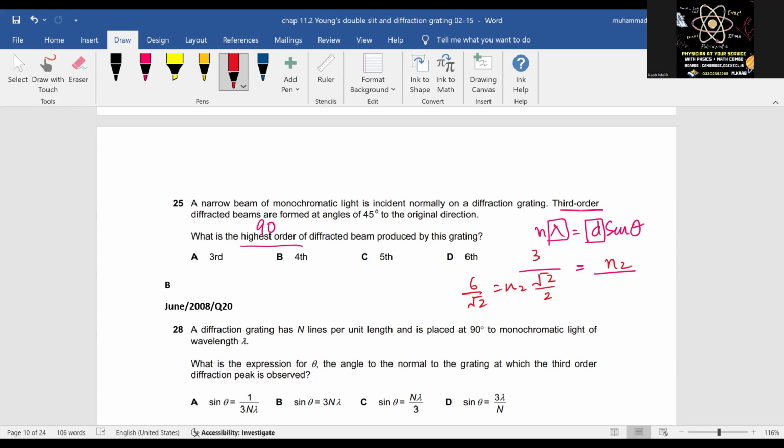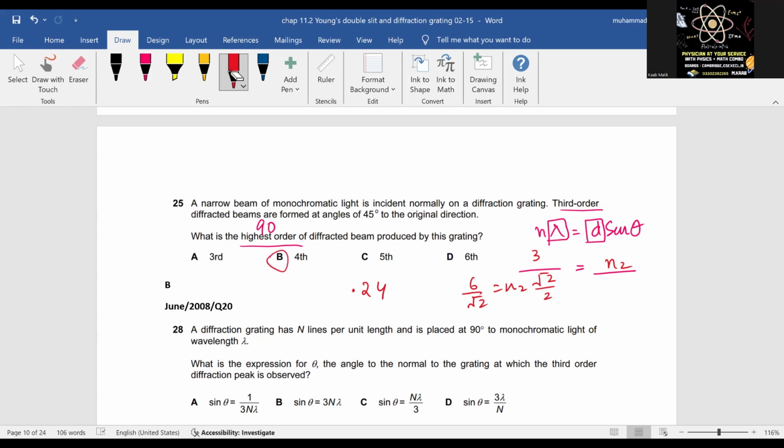Like, what is the value in decimals? 4.24. Okay, so that means we got four complete orders, and the fifth order has just started forming. Is that clear? So this is your answer B.